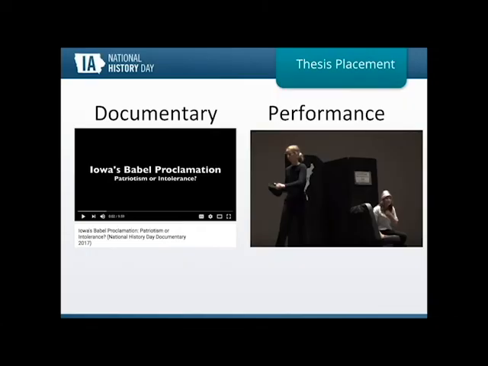If anyone has any questions for me on these two categories, please share them. And I've had this question before too, but the thesis statement does not need to be in your process paper. That's something completely different. The thesis statement is just created for your documentary or for your performance.